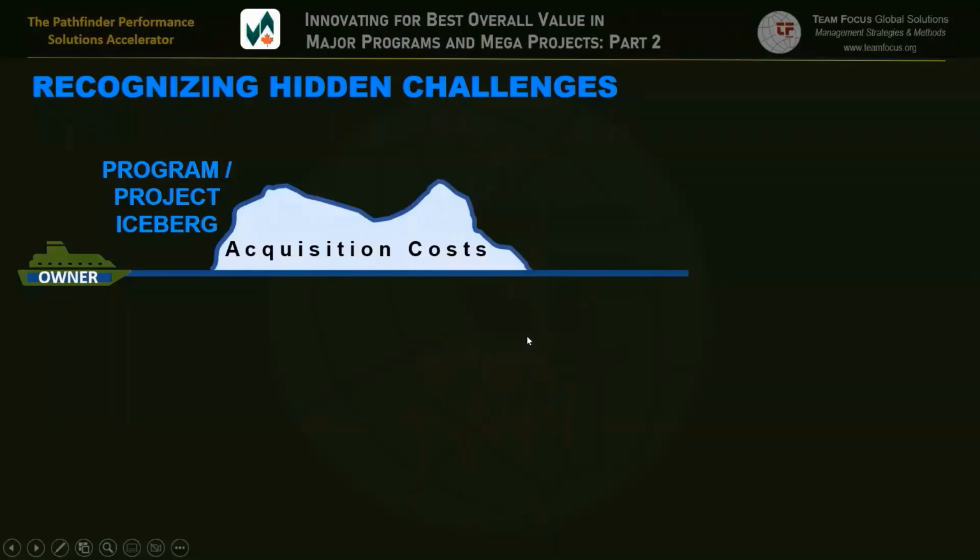A somewhat simple way to look at the various areas of program and project concerns and related opportunity areas is to consider the traditional iceberg that depicts hidden challenges. Above the waterline, we are cognizant of the more obvious capital costs, associated professional fees, taxes, and financing charges.